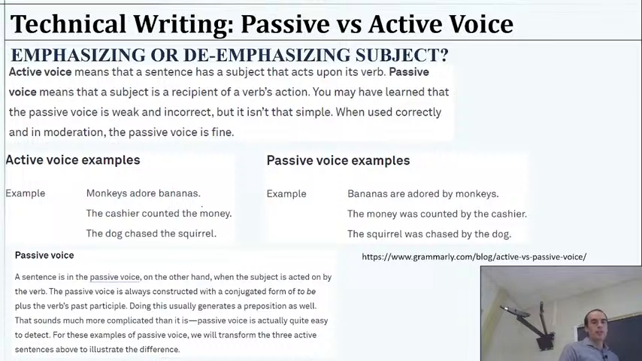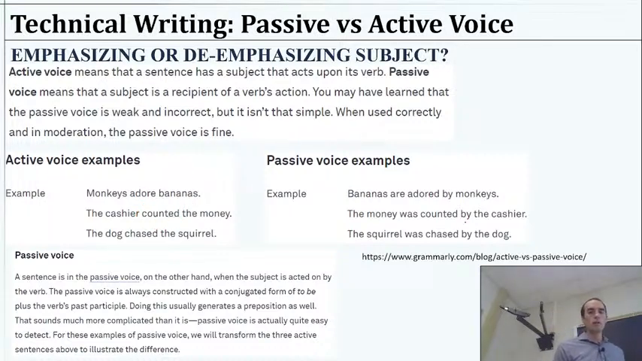Another example, the cashier counted the money. That's active. And you see it's counted, right? There's no being counted, no to be or was being, anything like that. You'll notice typically if it's past tense, it's just a past tense verb. Or if it's active, it's just counts, caught, jumped. It's direct. Whereas in the passive voice, the money was counted by the cashier.